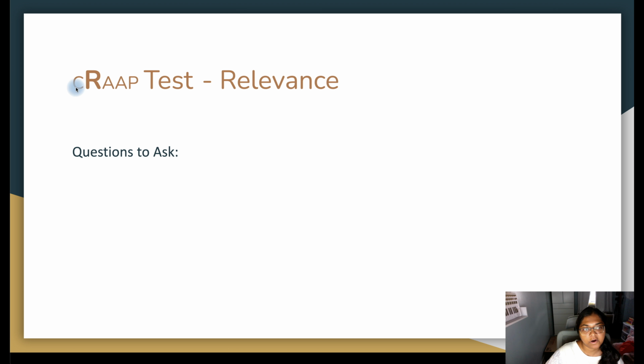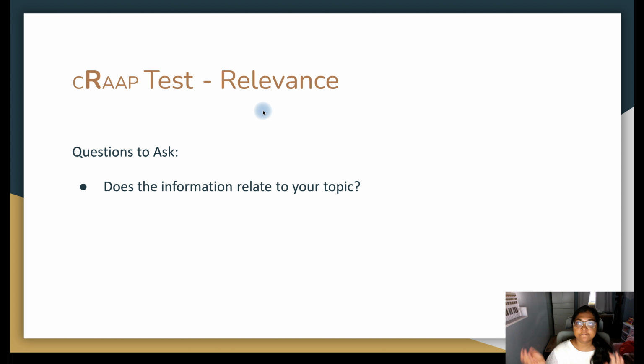Next, we have the R in the CRAP test, which stands for relevance. How does the information relate to your topic? You don't want to do research and find an article that you think is interesting and then use it just because you think it's interesting. You have to find articles that are actually related to the topic and related to the point that you're trying to research. Next, who is the intended audience?